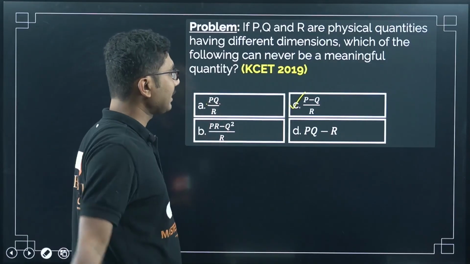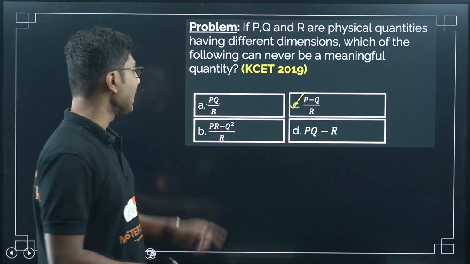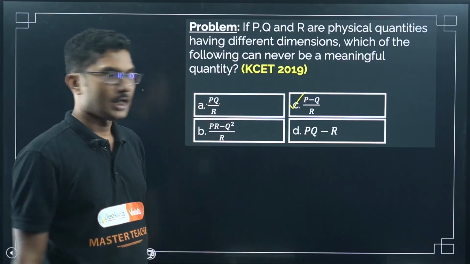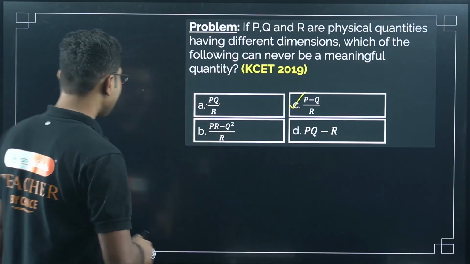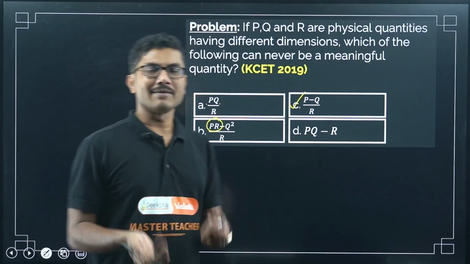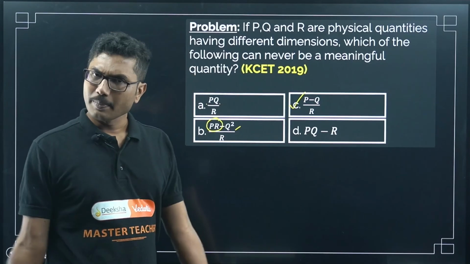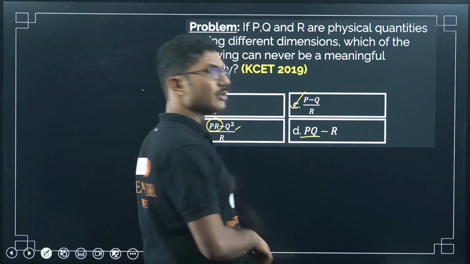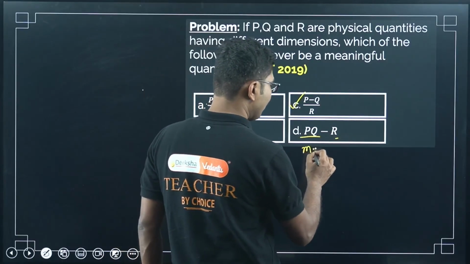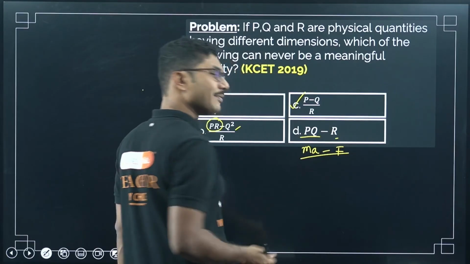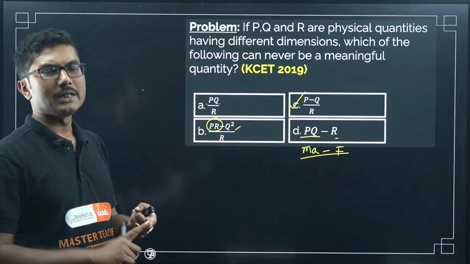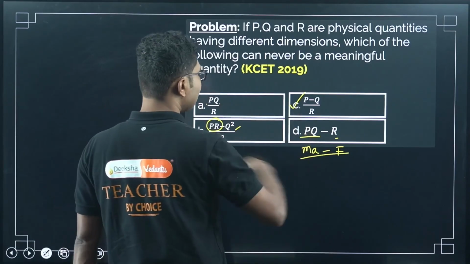This is valid. This one is also valid. As I said, P into R can have the same dimension as Q square because it is not mentioned. As long as they are getting multiplied, multiplication means a new dimension comes. Whenever two quantities are multiplied, a new dimension comes that can have the same dimension as another quantity. Here also P times Q can have the same dimension as R. I gave you the example: P is M, Q is A, R is F, then MA minus F is quite possible, even though they have different dimensions. When you multiply two quantities, they could have the same dimension. So these three are all possible.